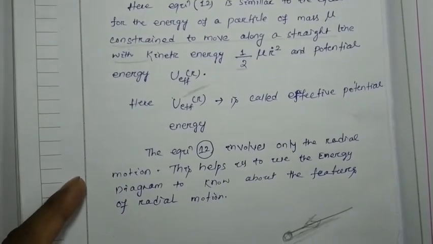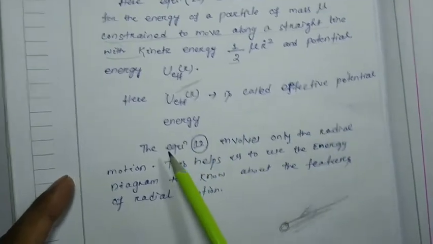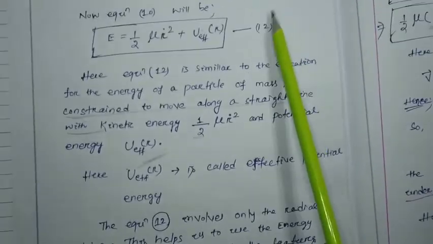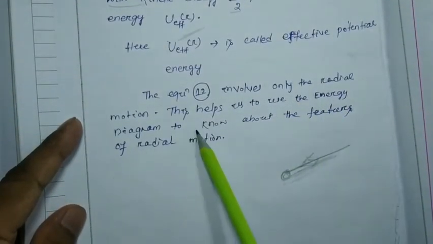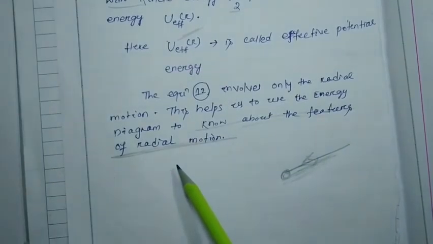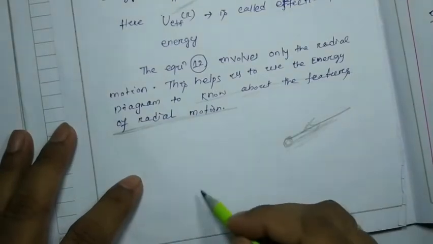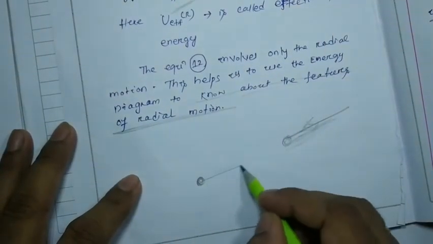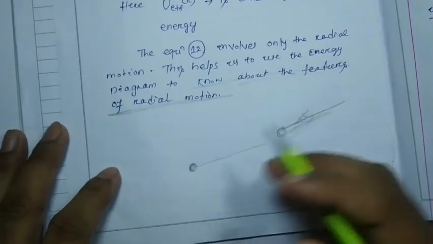Now you can see this is called the effective potential energy, and equation number 12 involves only the radial motion. This helps us to use the energy diagram to know about the features of the radial motion. So by using equation number 12, the exact dynamics of the particle is what we are going to find out.